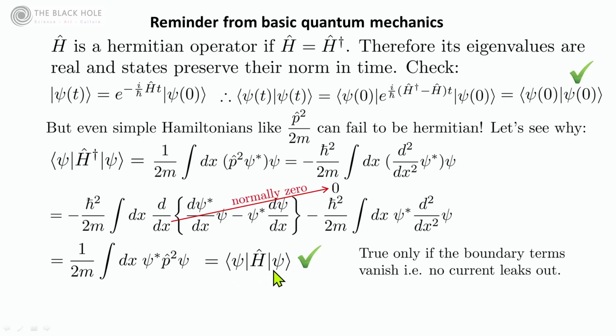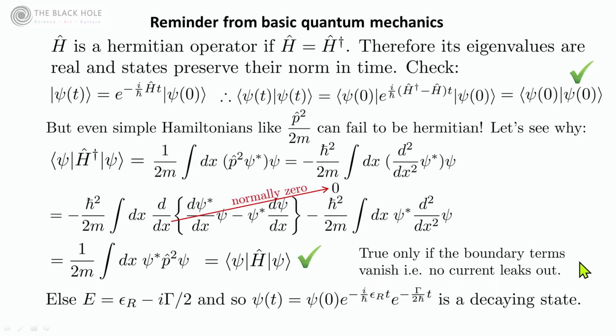Hermiticity has been confirmed, but this, as I said, is true only if there are no boundary terms. I mean, that all the boundary terms vanish. In other words, there's no current which is leaking away. Now, if there is current leaking away, then H is not equal to its Hermitian conjugate, which means that the eigenvalues of H will have an imaginary part. So then the energy will have a real part and it'll have an imaginary part.